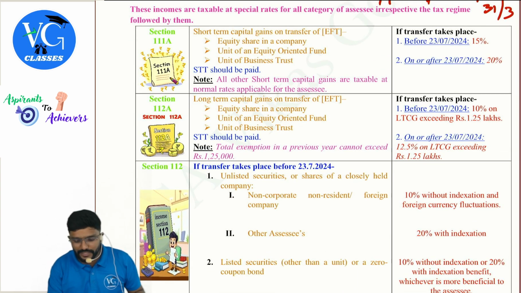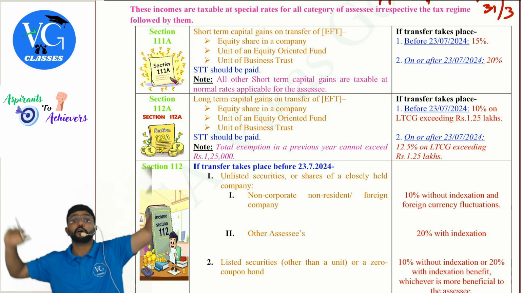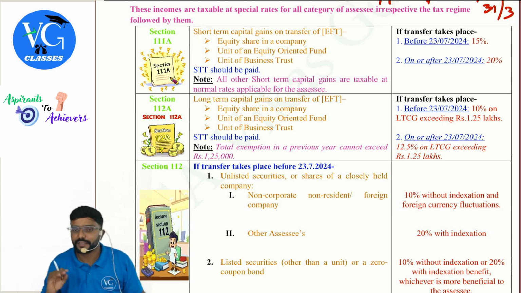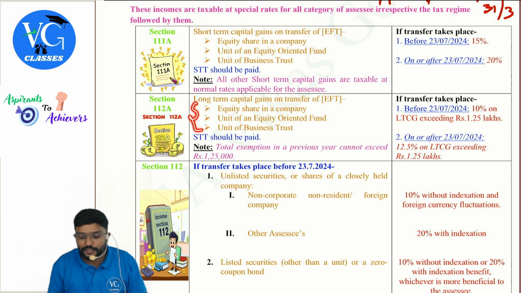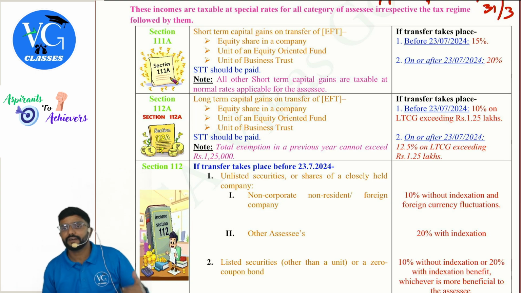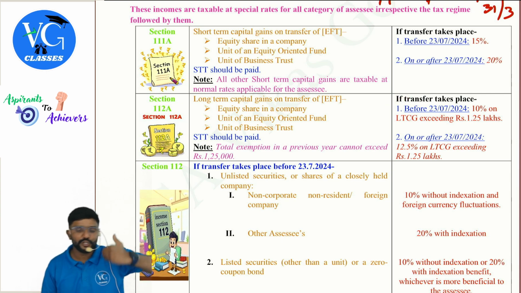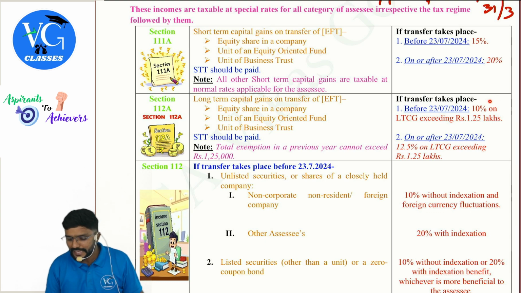Okay. Sir, what if the same three assets are held by me for a longer period and I sold them? Then it is called long-term capital gain. Long-term capital gain on the transfer of EFT is covered under section 112A, guys. Even for this, the STT-paid condition is there. What is the tax rate? If the date of transfer was before 23rd July, that is between 1st April and 22nd July, then the tax rate is 10% on the long-term gain exceeding 1,25,000. Up to 1,25,000 is not taxable.